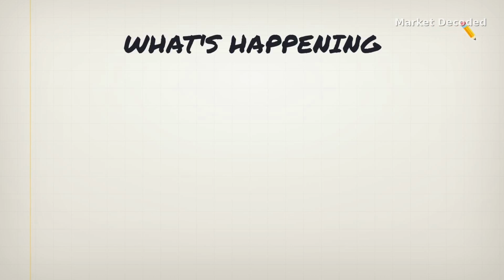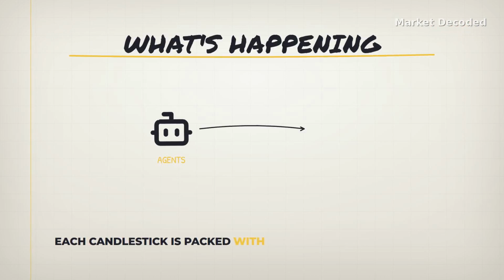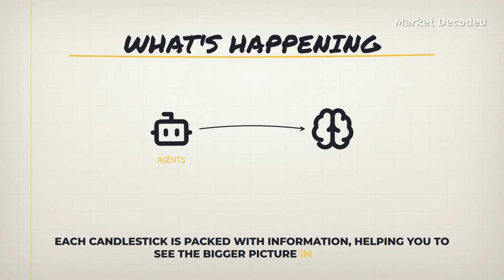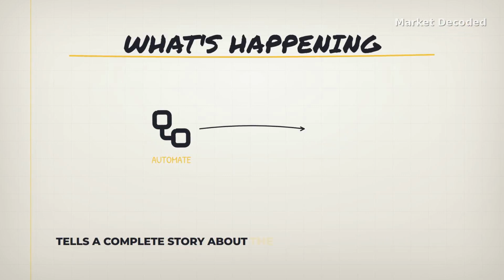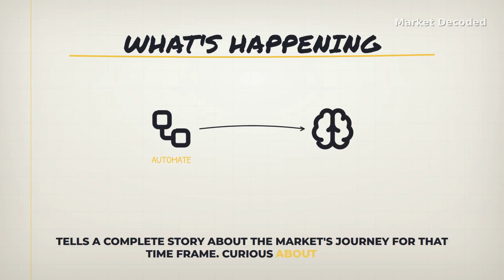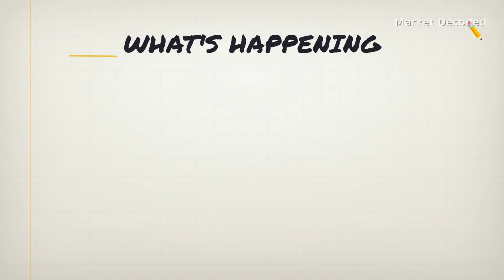Each candlestick is packed with information, helping you to see the bigger picture in what might seem like just a jumble of numbers. So next time you look at a candlestick chart, remember, each one tells a complete story about the market's journey for that time frame. Curious about how these stories connect over time? Stick around. What does the open and close price really tell us about the market?